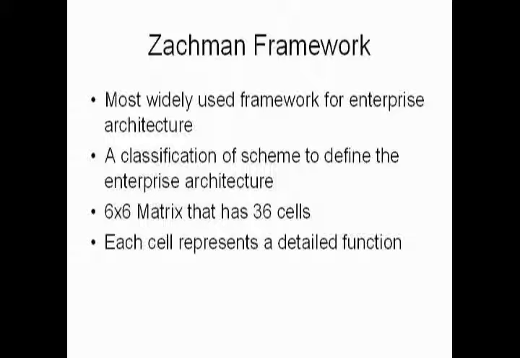Characteristics of the Zachman framework are below. It uses a classification scheme to define the enterprise architecture. There is a 6x6 matrix. There are 36 cells. Columns are called abstractions. Rows are called perspectives. Each cell represents a detailed function.